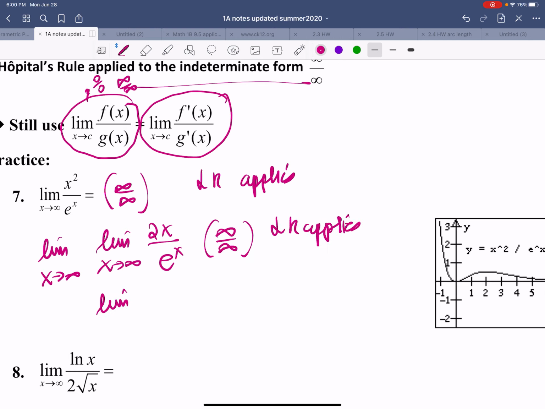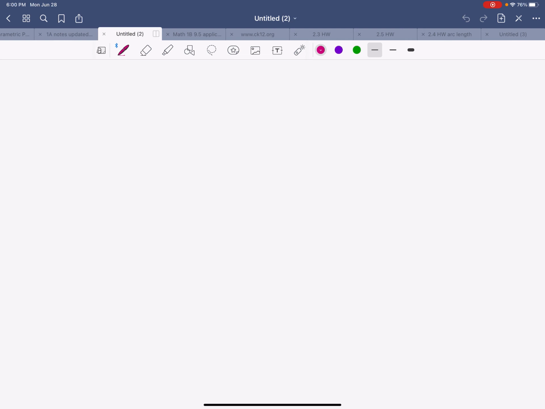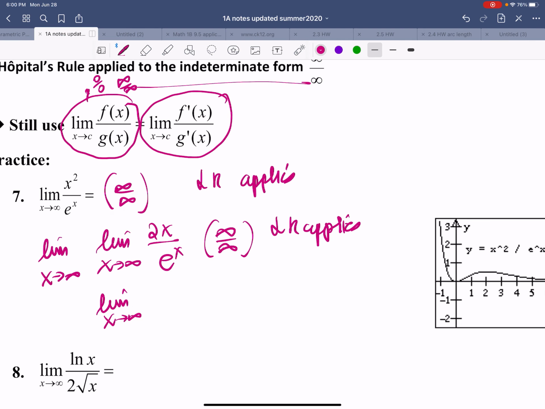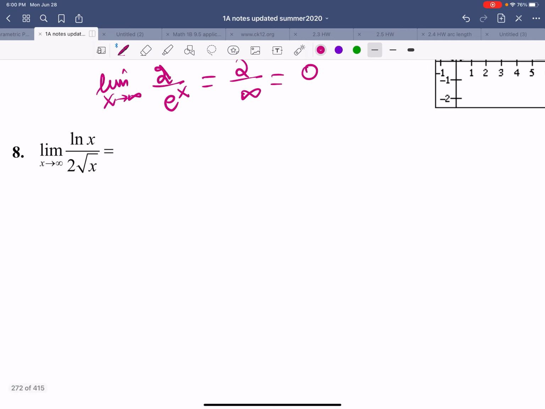And that leaves me with limit x approaches infinity, 2 over e to the power x. Okay, so e to the power x goes to infinity. 2 over a very large number is going to go to 0.